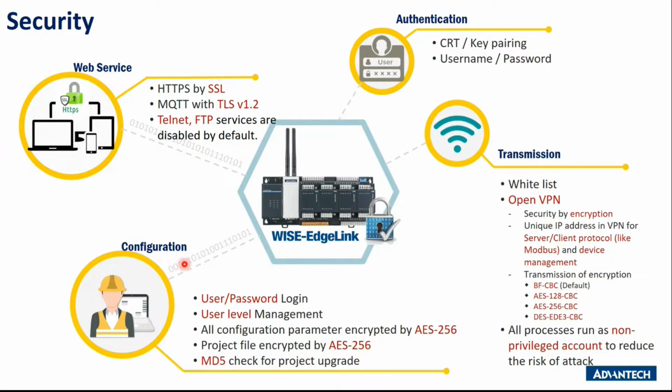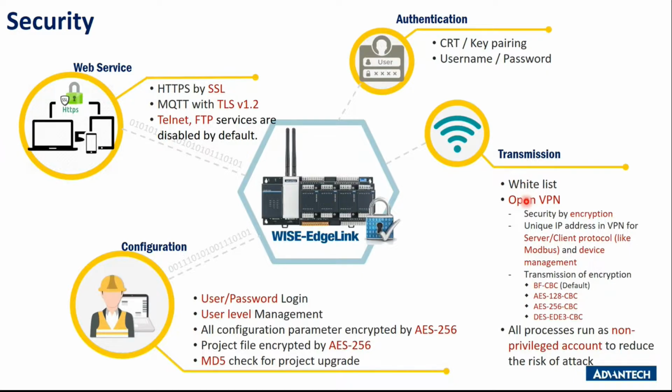This is for the configuration part. For the transmission, we will categorize into two groups. One is what we call whitelisting. What's the meaning of whitelisting? You can set the whitelisting in your configuration to allow which IP can accept your software, your data. This is what we call whitelisting.